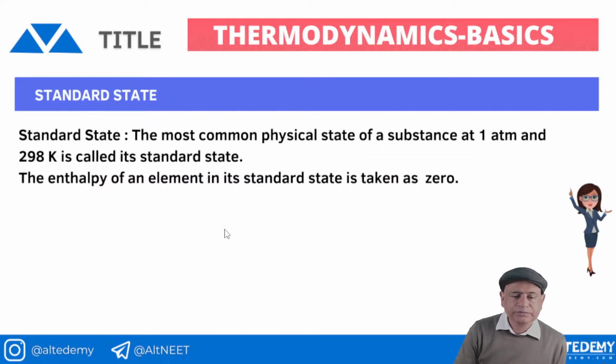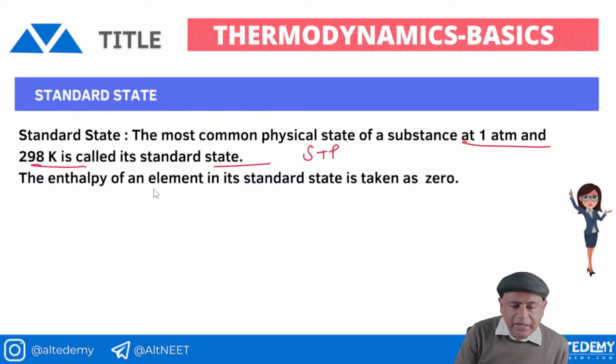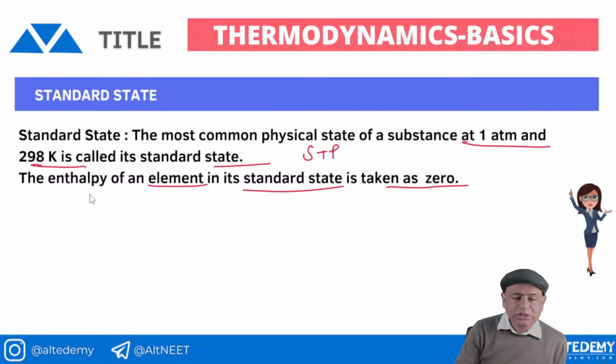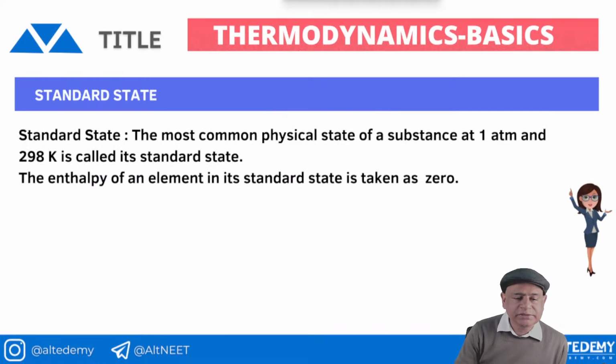We also talk about standard state in basic thermodynamics. And what is the standard state? The most common physical state of a substance at 1 atmosphere and 298 Kelvin is called the standard state. We also take this as STP. The enthalpy of an element in its standard state is taken as 0, and we define various types of enthalpies.